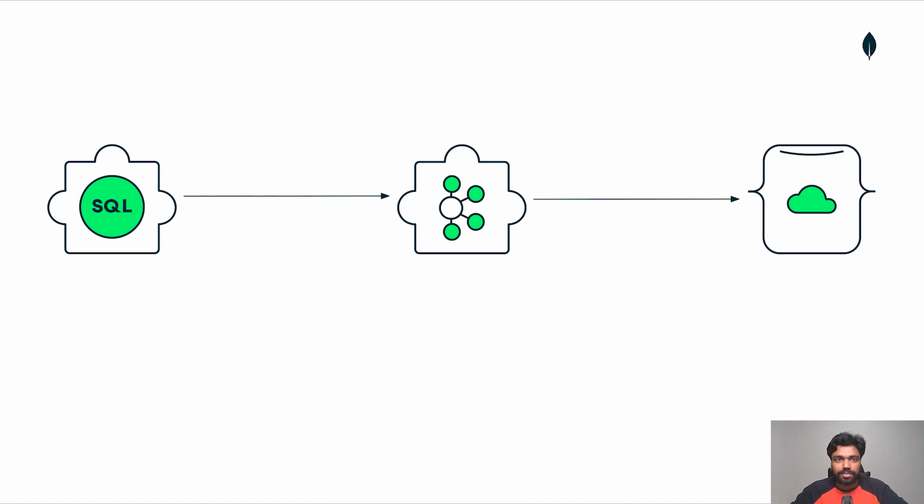In our example, we would be transferring the data from PostgreSQL to Kafka and then to MongoDB Atlas using source and sink connectors. And for this purpose, we would be using the cloud version of Kafka known as Confluent Kafka. Now let's see with a demo how we could actually implement this.